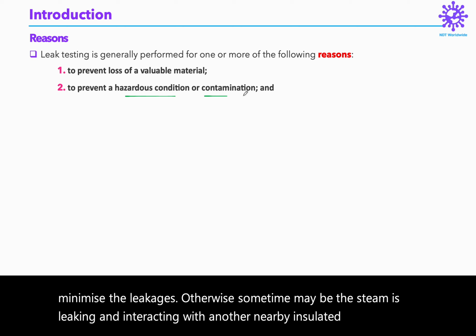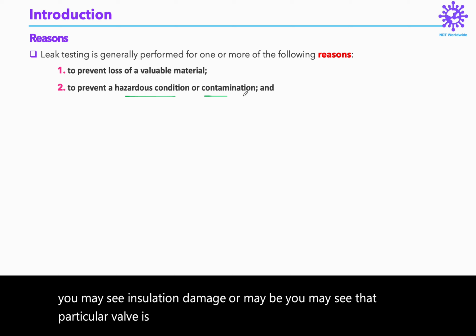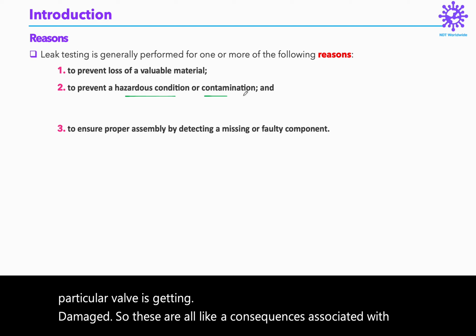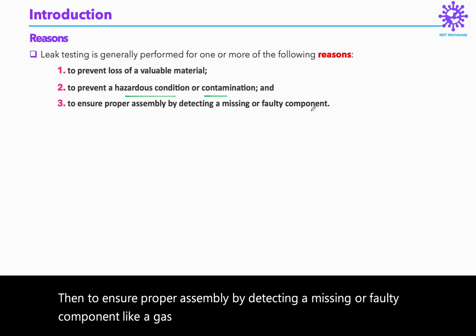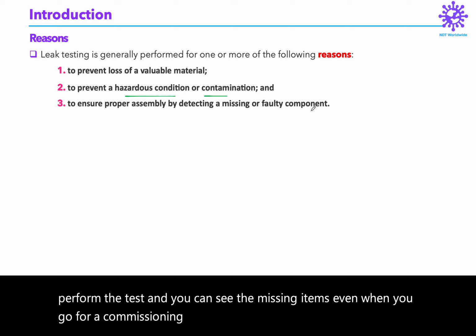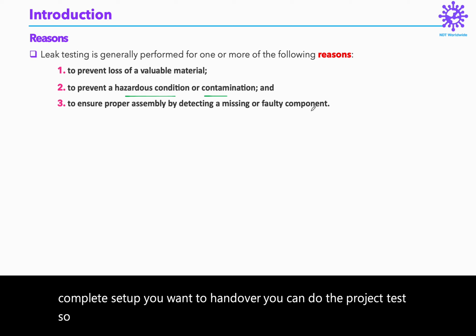Maybe you may see insulation damage, or maybe you may see that a particular valve is getting damaged. So these are all consequences associated with the leakages. Then, to ensure proper assembly by detecting a missing or faulty component like gas cylinders or any pressure vessels, you can perform the test and see the missing items even when you go for a commissioning stage. So the entire pipe spools or any complete setup you want to hand over, you can do the pressure test. If you see the pressure is not retaining, then you suspect something is faulty.